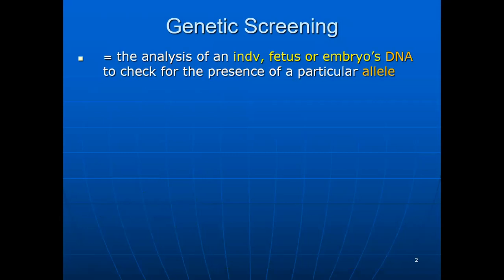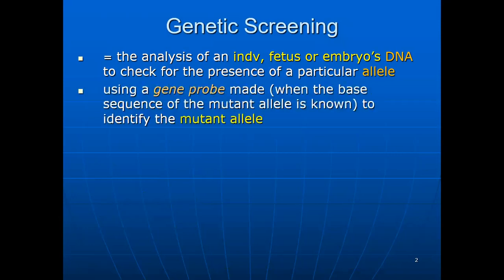So genetic screening is the analysis of an individual like us, or the fetus, or the embryo's DNA, to check for the presence of a particular allele that results in genetic disease. So therefore, to check for the presence of an allele, we have to use a gene probe, right?